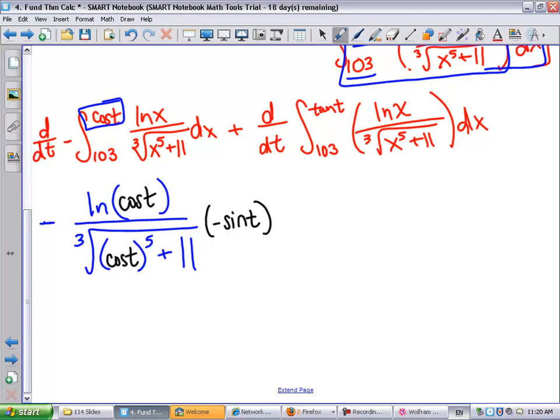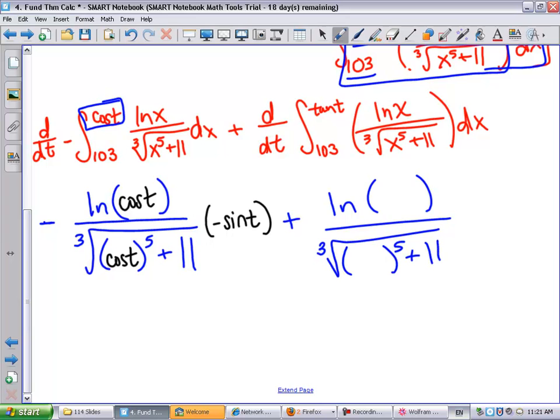Now we're going to add on to that the derivative from 103 to tangent of t. So we're going to think of it as 103 to just a t again. That would have given us natural log of t over the cubed root of t to the fifth plus 11. But since it's not just a plain t, since it's a tangent, we're going to put tangent in those spots and follow with the derivative of tangent, which is secant squared. And notice that I had to bring down this negative sign. And that's it. That's the answer.